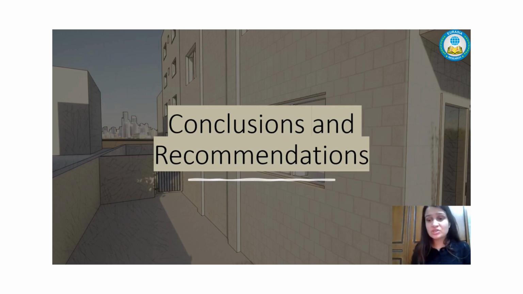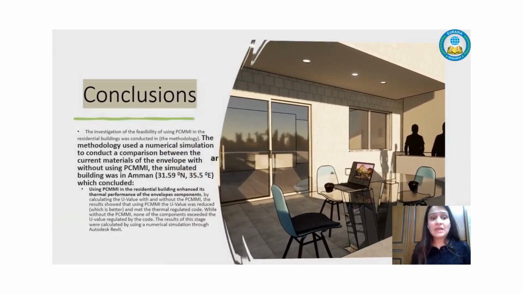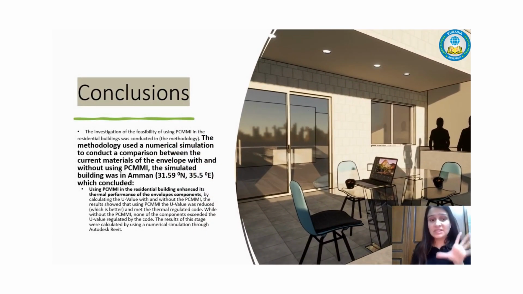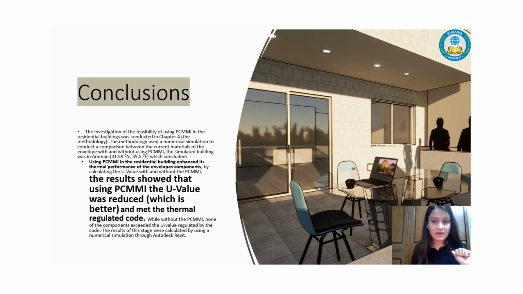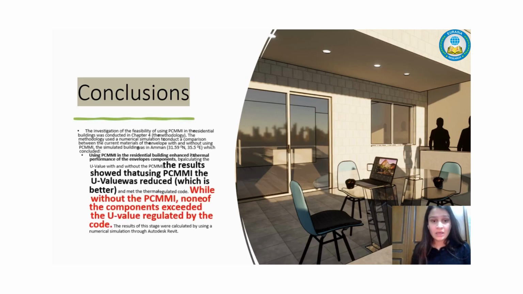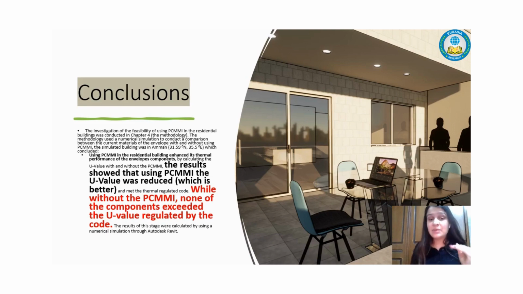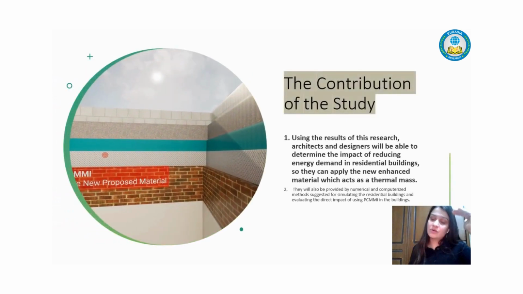My conclusions and recommendations here: adding PCWMI will enhance the thermal performance as calculated by the U value, while without adding the PCWMI, the envelope didn't meet anything as the code told us to, which means the situation of the thermal performance isn't as good. It's not even good. While adding the PCWMI, it exceeded the code and it was perfect for it.